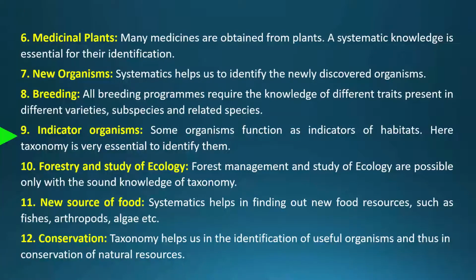Indicator organisms. Some organisms function as indicators of habitats. Here, taxonomy is very essential to identify them. Forestry and study of ecology. Forest management and study of ecology are possible only with the sound knowledge of taxonomy. New source of food. Systematics helps in finding out new food resources such as fishes, arthropods, algae, etc. The next one is a very important topic, the importance of taxonomy in conservation. In case of conservation, taxonomy helps us in the identification of useful organisms and thus in conservation of natural resources.